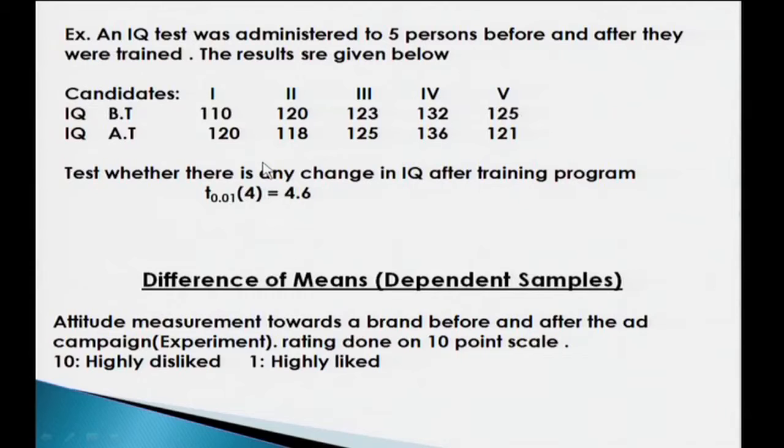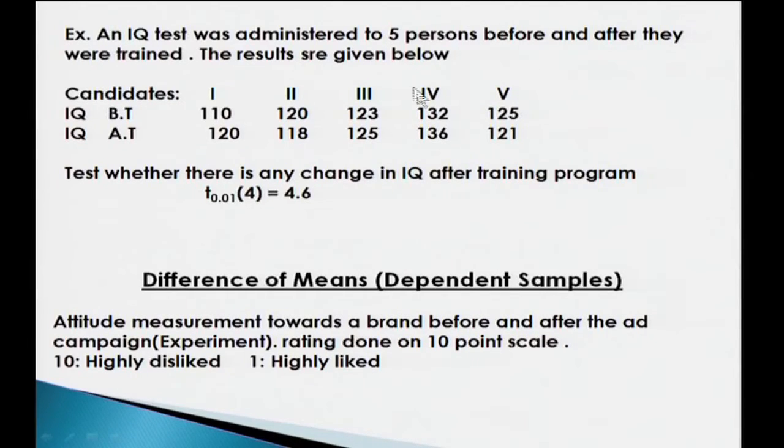So, the question is to test whether there is any change in IQ after the training program. He is only interested in knowing if there is some change. It can be that IQ went down, or IQ goes up. Sorry, in H naught, the average IQ before training would be equal to the IQ after training, and in H1, the IQ before training would be not equal to the IQ after training. So, will this be one tailed or two tailed? This will be a two tailed test.